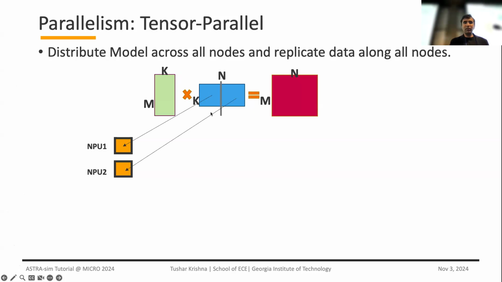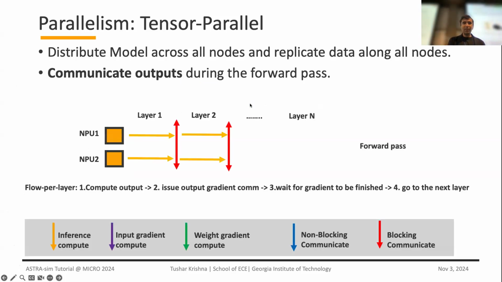And now in the forward pass, what's going to happen is that each of these NPUs only has parts of the model and they don't have the full model. So they are only computing partial activations. So even during the forward pass, they need to communicate. And because each layer needs the full activations from the previous layer, this communication is actually blocking.